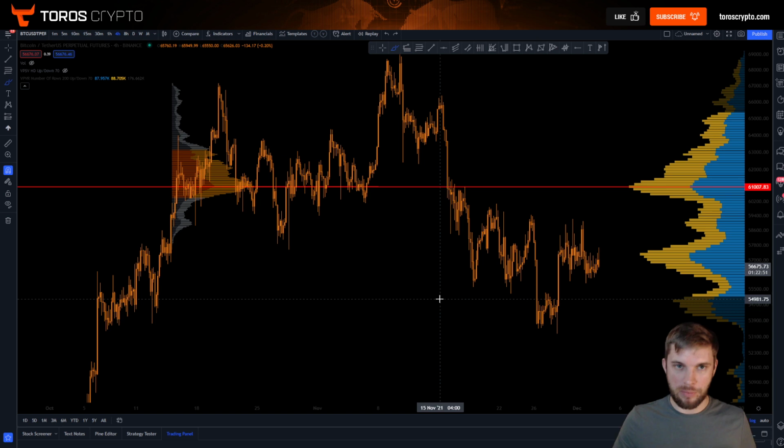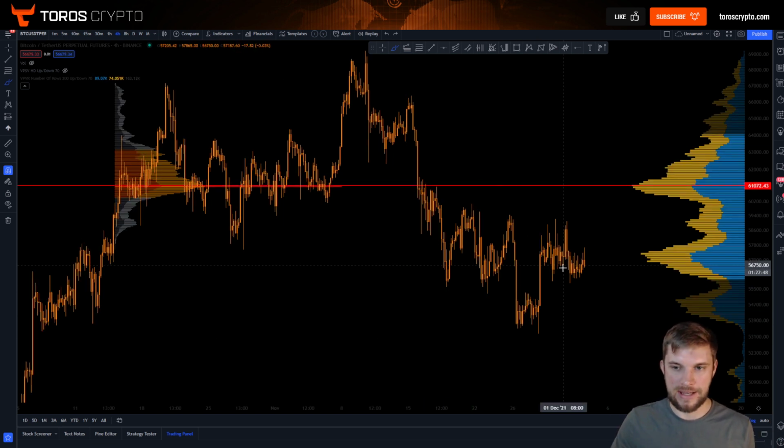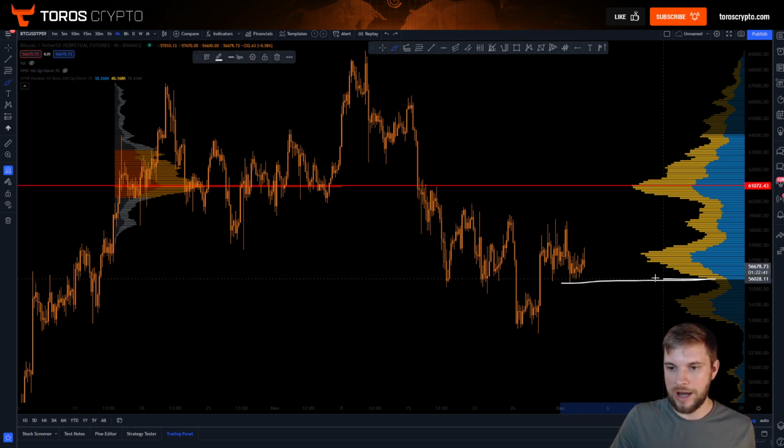Okay, so that's just one way in which you could look at this and say, okay, here's a strategy that I would be looking to trade. The other interesting thing here is how price is holding at this value area.